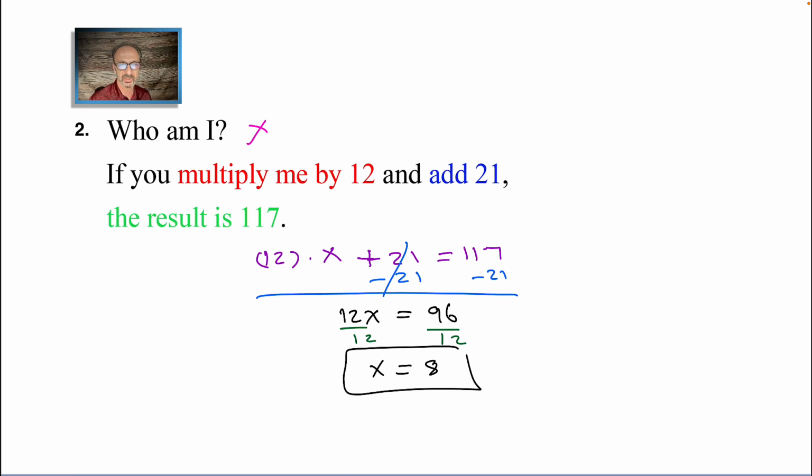And we could also double check. 8 times 12 plus 21 should give you back 117. Next problem.